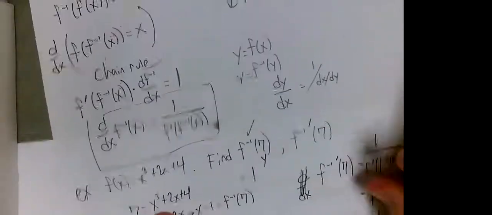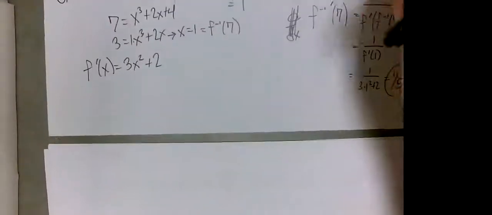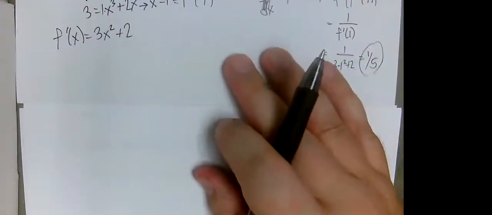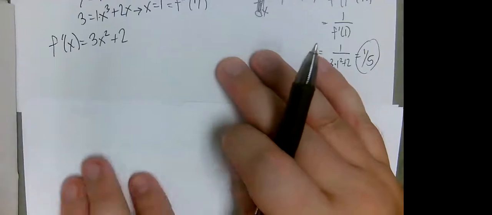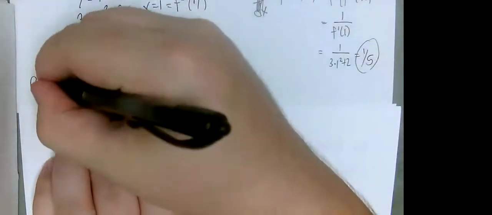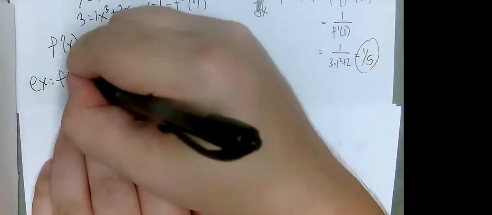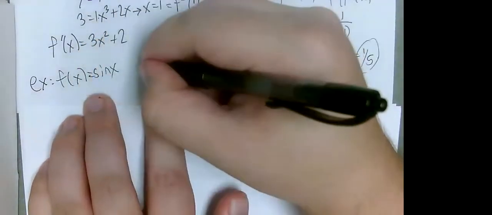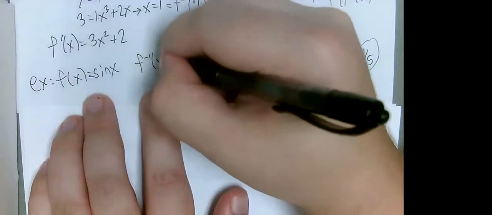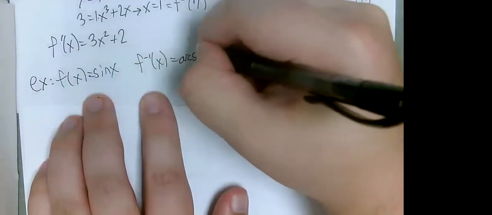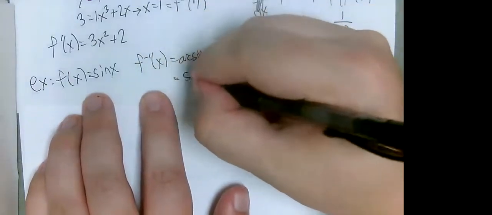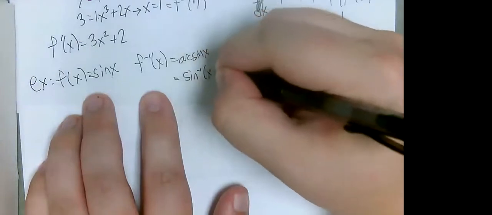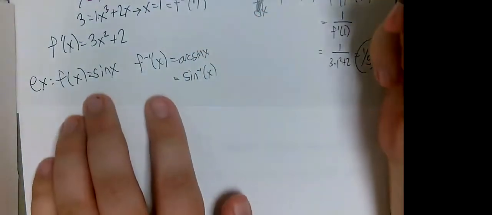Let's compute some derivatives, let's find derivatives as functions. So let's say that, I think I mentioned this earlier, our function is sine of x. And we know that f inverse of x is arc sine of x, or you'll also see it written as inverse sine of x right here.